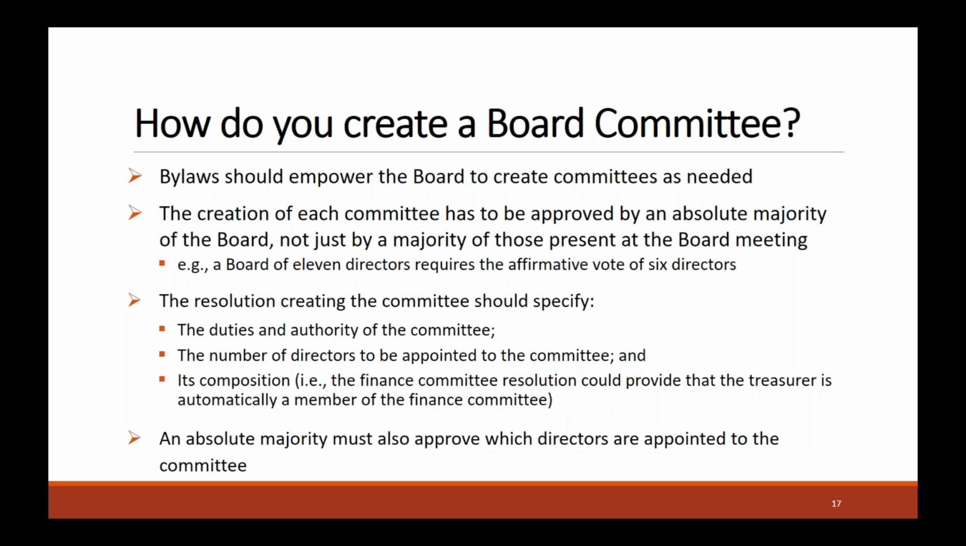The idea here is that the whole board is delegating its power to a subset of the directors. That's a lot of trust. That's a lot of responsibility. So we want to make sure that we have a board level approval of these decisions, of that delegation, not just a majority of whatever quorum happened to show up at a particular meeting.